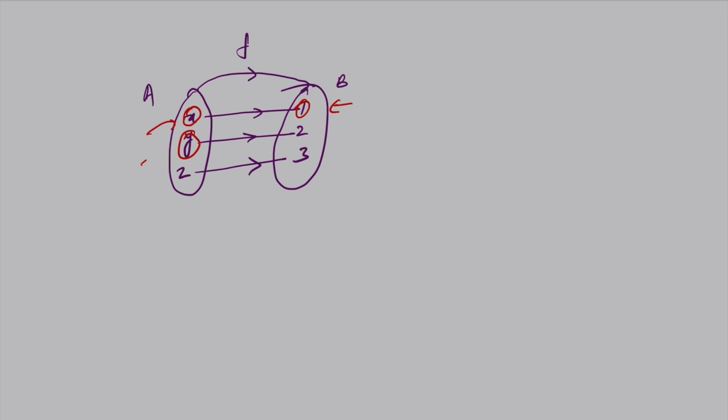If the input is y, then the output is 2. If the input is z, then the output is 3. Here for different inputs, we are getting different outputs. So this function is a 1-1 function.